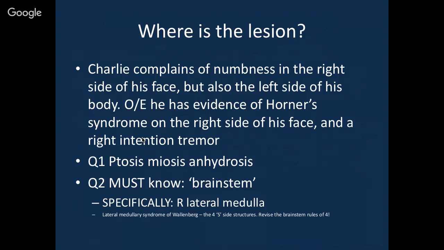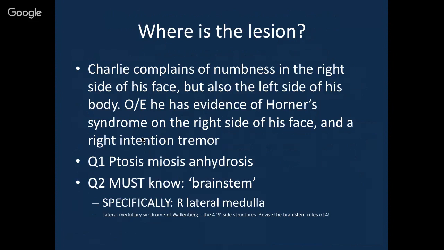I would recommend revising the side structures beginning with S and the brainstem rules of 4. It's a good way of memorizing this. Basically, you've got the spinothalamic tracts of the face and the body. The face is ipsilateral, so you've got one side of the face with spinothalamic damage, and then the opposite side of the body. Crossed signs always means brainstem.